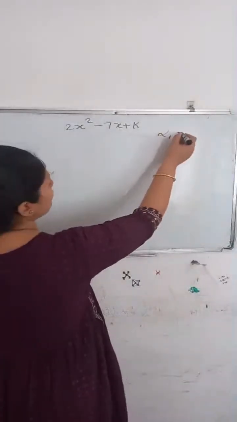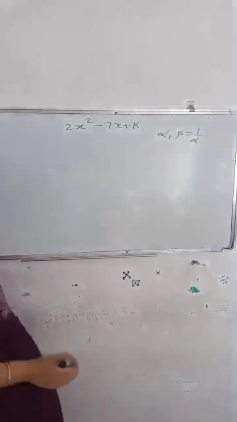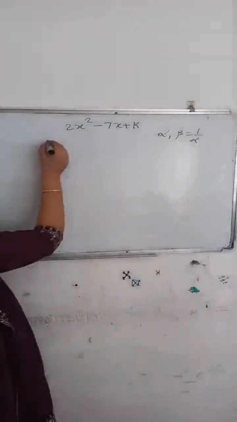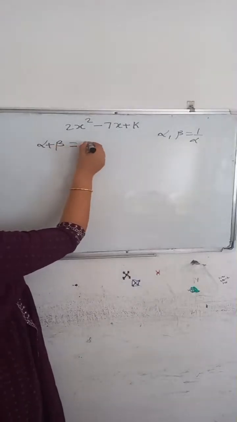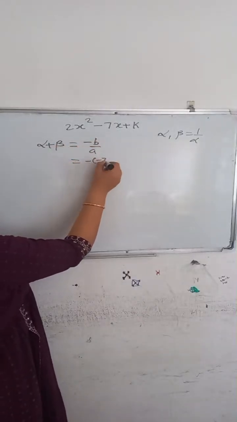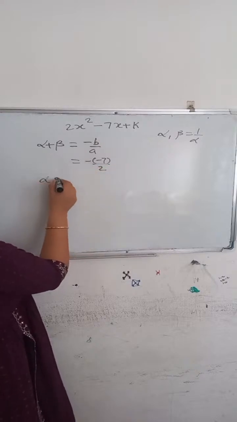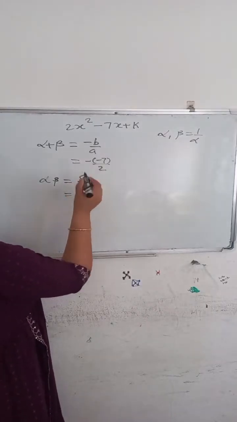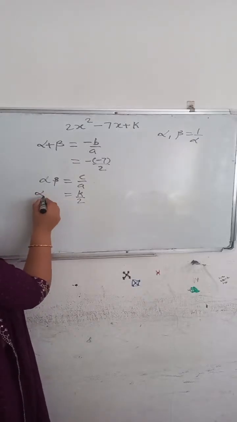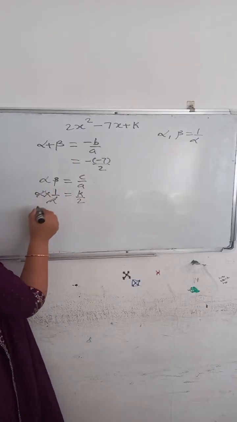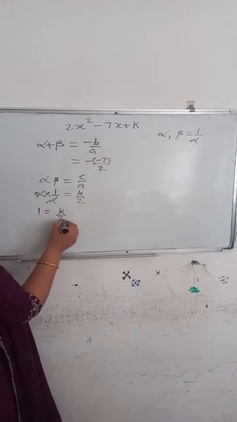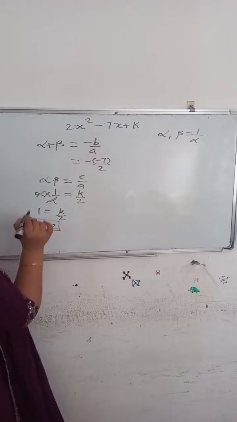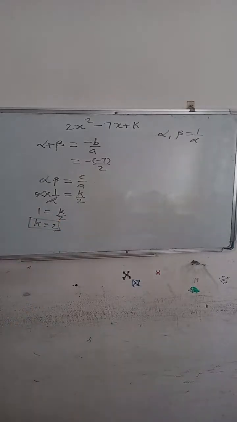Means suppose alpha is alpha, then beta is 1 by alpha. Can you get this? So here we can write for the sum of the zeros, minus b by a, so minus of minus 7 by 2, and alpha beta is nothing but c by a, that is equal to k by 2. They are asking the value for k. So this is alpha, and beta is 1 by alpha. So alpha alpha get cancelled. K by 2 is equal to 1. So k is equal to how much? 2. Okay, so the value for k is 2 here. Understood?